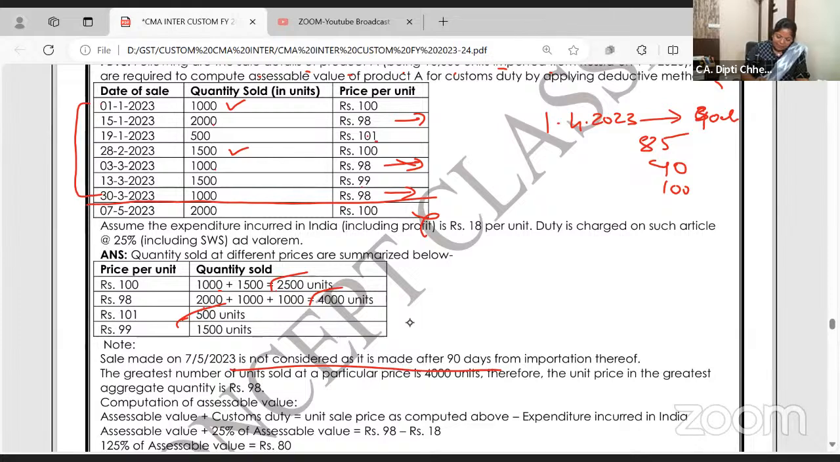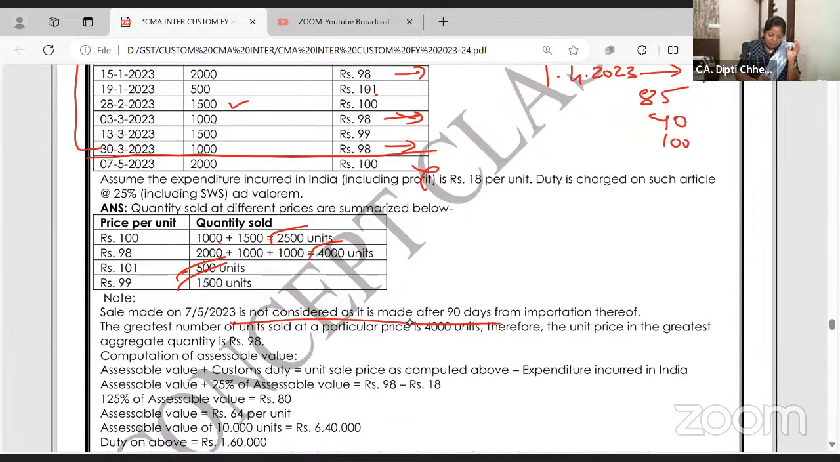On 99, one lot 15. Are you getting what I am doing? How many lots have I imported at different rates in the coming 90 days? So I imported at 100. At a different rate I have imported. Okay. I have imported highest at 98.